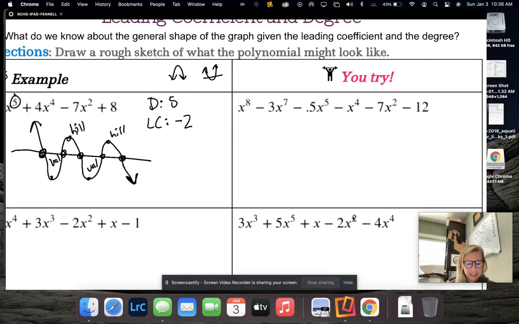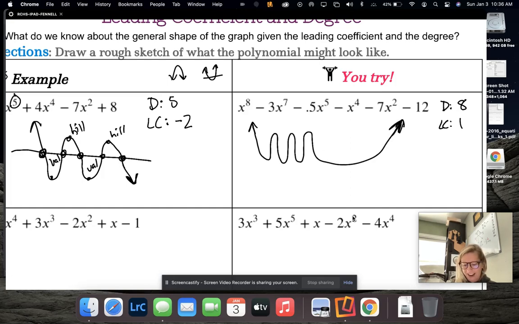This is a degree 8. We have a positive leading coefficient. So what do I know? I know my degree is 8, which is even, so both arms will face the same direction. I know that my leading coefficient is 1, which is positive, so both arms are going to face up. So I'm going to have an arrow up over here and an arrow up over here. 8 means I'm going to have 7 hills and valleys. 1 valley, 1 hill, 2 valleys, 2 hills, that's 4, 5, 6, and 7. To connect to my arrow that I put over here.